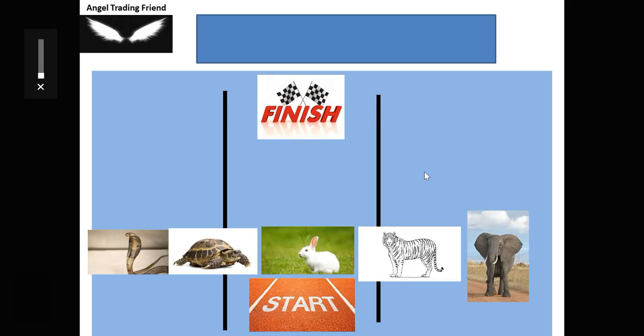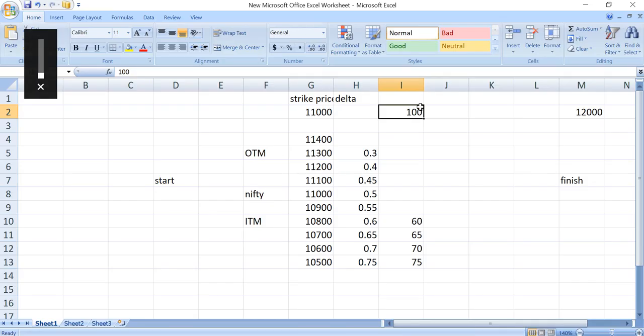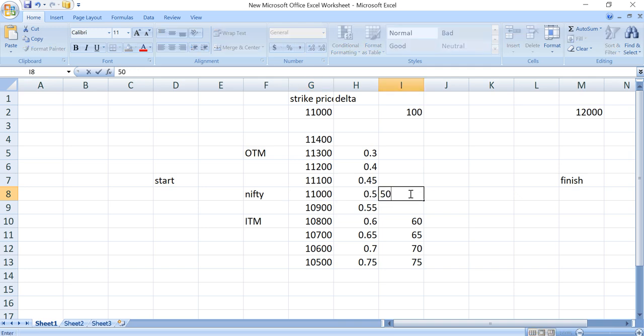I'm giving the explanation to you once again. Delta is the amount an option price is expected to move based on a 1 rupee change in the underlying stock. I am taking a round figure of 100 so that it will be easy for you. So if Nifty moves 100 points, this 10,500 option will move by 75 points. This 11,000 option will move by 50 points.